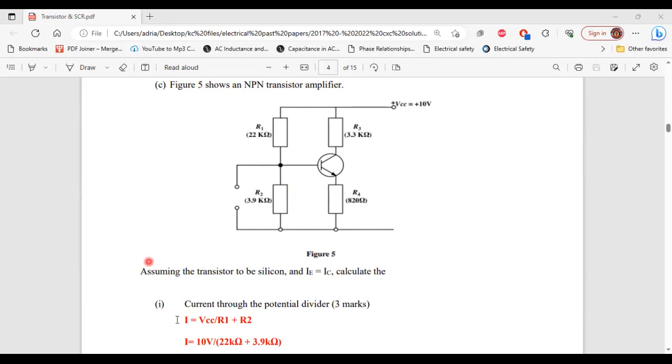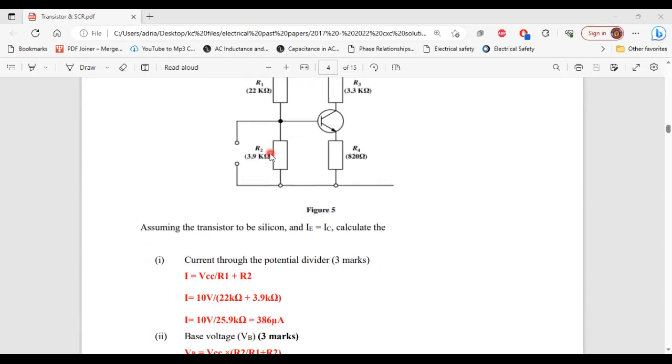All right. So I is equal to VCC divided by R1 plus R2. That will give us 10 volt divided by 22 kilo ohm plus 3.9 kilo ohm. That will give us 10 volt divided by 25.9 kilo ohm. That will give us a current of 386 microamp. So that's the current flowing through the potential divider. All right, so that's it for part one.